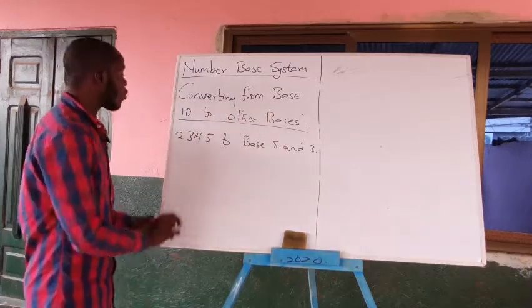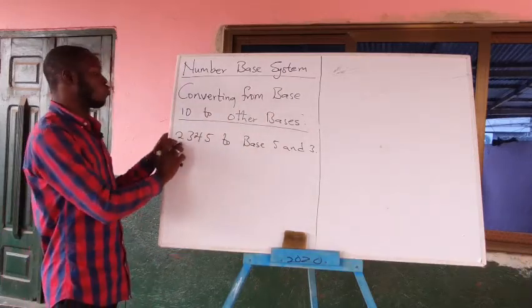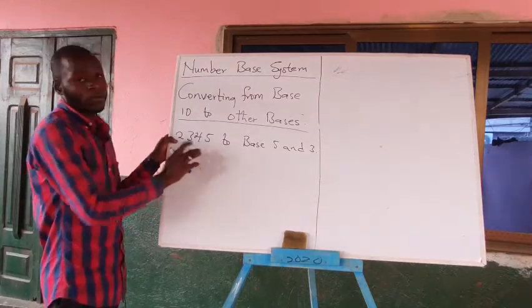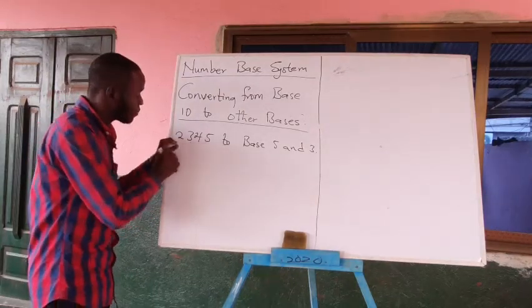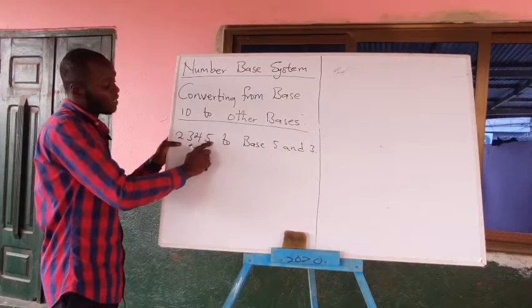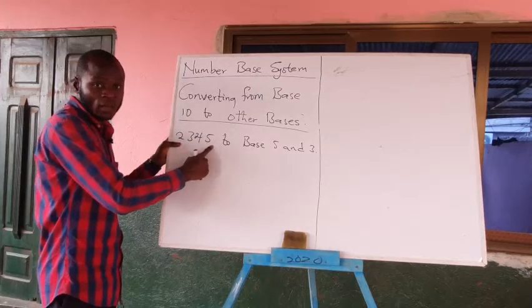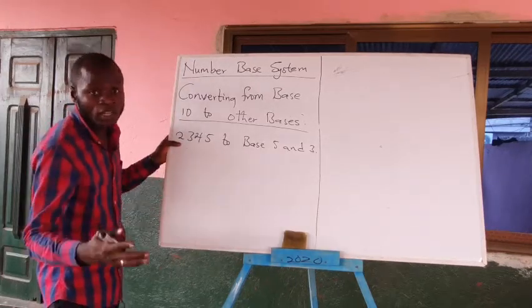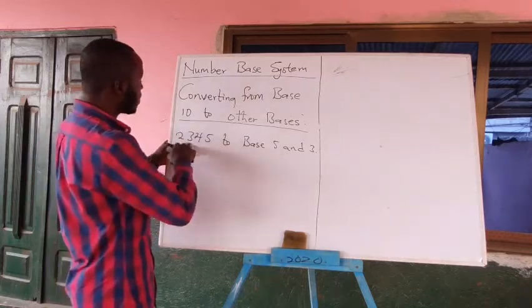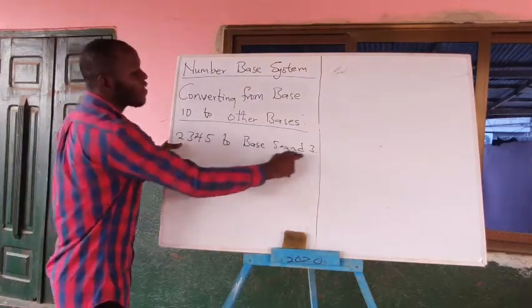Now we have a question on the board which says that we have 2345 in base 10. Remember in the introduction I told you when a number is written and there is no base attached to it, it means it is in base 10, which we use normally in our daily counting. So we are converting this number in base 10 to base 5 and base 3.